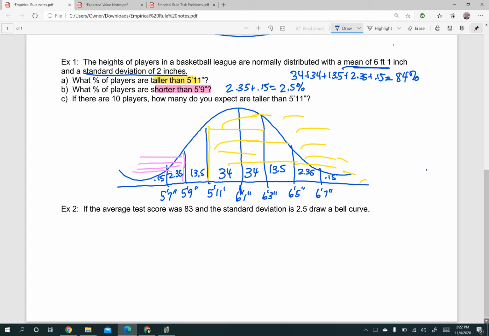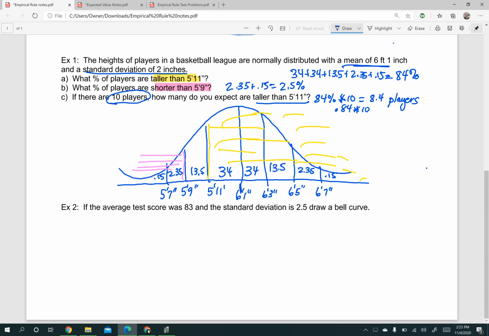Now, if they want an actual number like they do in part C, it says if there are 10 players, how many do you expect are taller than 5 foot 11? Well, we already know that 5 foot 11 is 84%. So we're going to do 84% of the number of players we have, which is 10. So of means times. So this would be 0.84 times 10, which is 8.4 players. Well, obviously, we're not going to have 0.4 of a player, but we're going to word it that way. Okay.